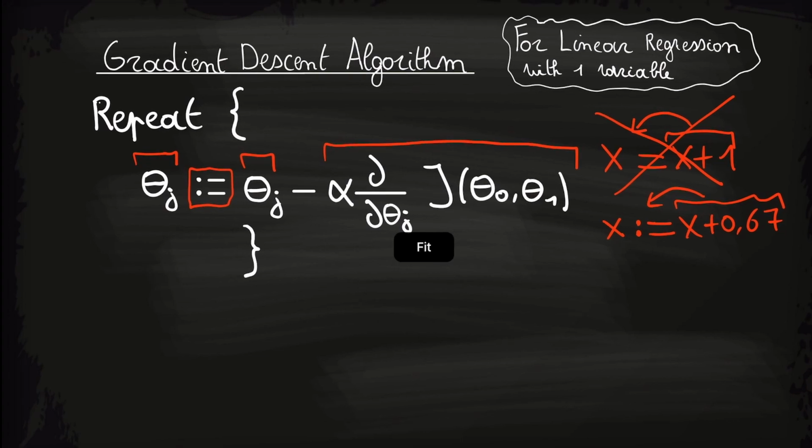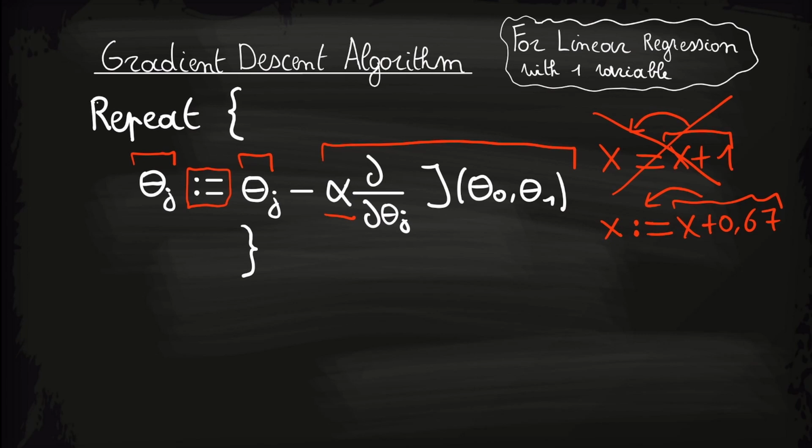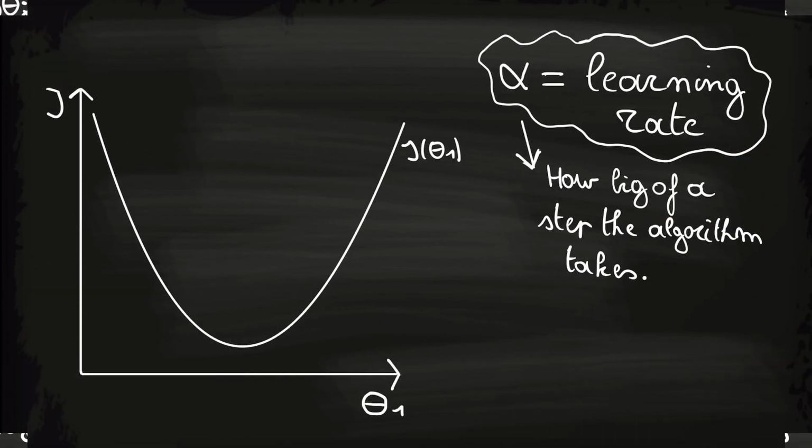Now, let us look at what this term means. We'll start with alpha. Alpha is called the learning rate, and it basically tells us how large of a step the algorithm takes. For illustration purposes, let us assume a cost function where theta 0 is set to 0. Then we get a cost function that looks like this, where the cost function is only dependent on theta 1. If we apply gradient descent with a large value for alpha, the algorithm will take big steps like this. On the other hand, if we decrease the value of alpha, the algorithm will take smaller steps towards the local minimum.